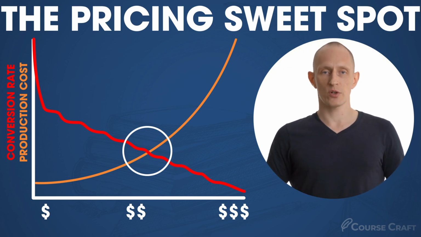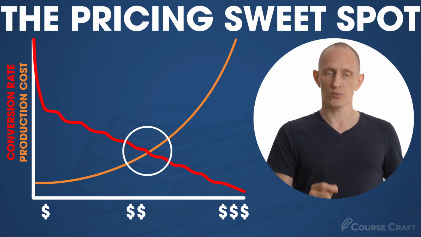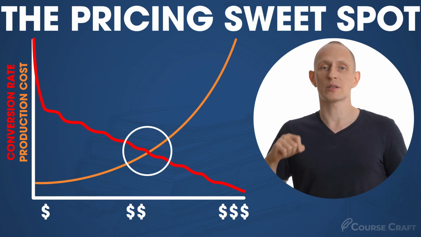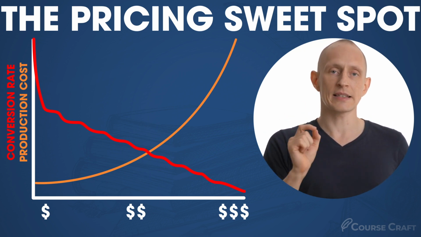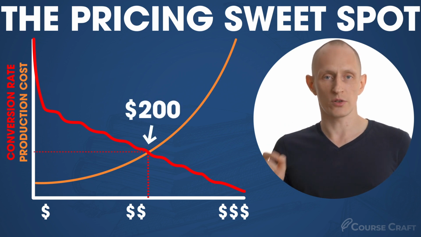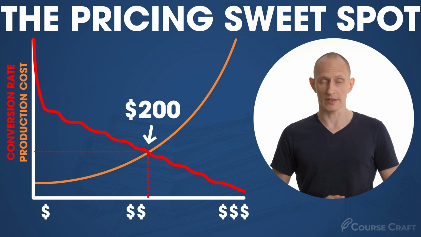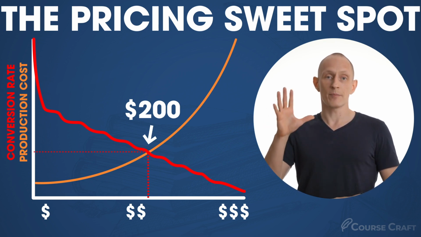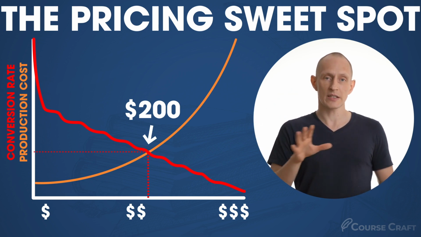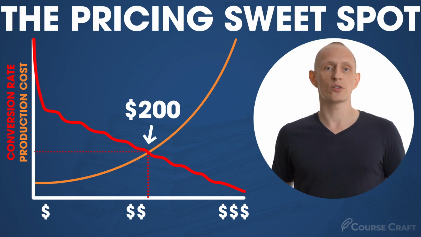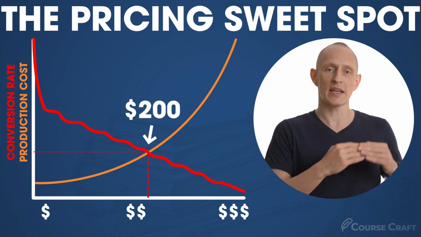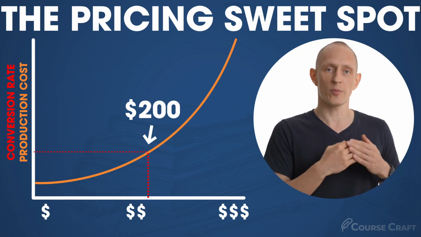The perfect price for an online course lies at the point where we have the highest possible conversion rate for the lowest possible production cost. And this lies at around $200. This is specific to online courses. I have sold online courses in many different niches for many years at many different price points. And I've discovered that around $200 is where I basically have to put in the least amount of work to make the greatest returns on my online courses.